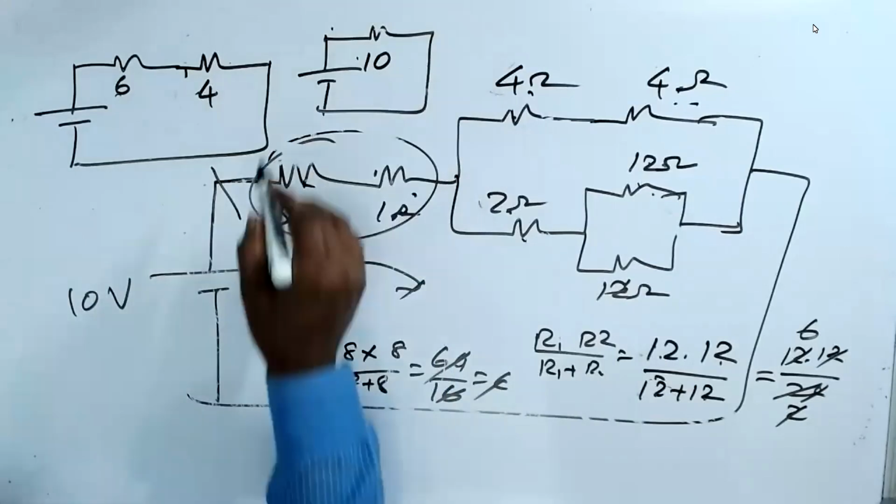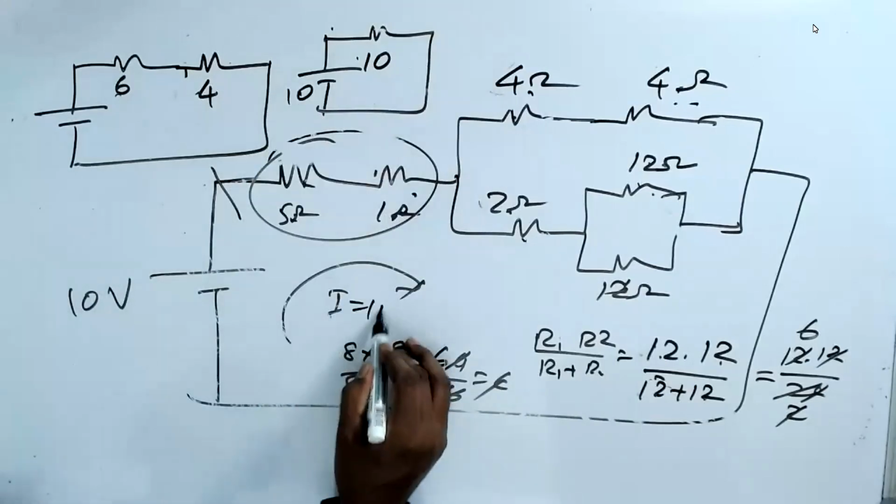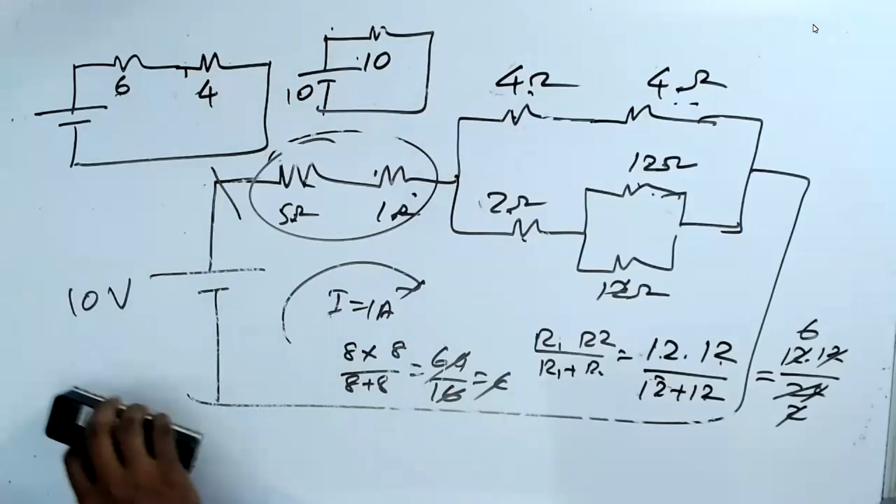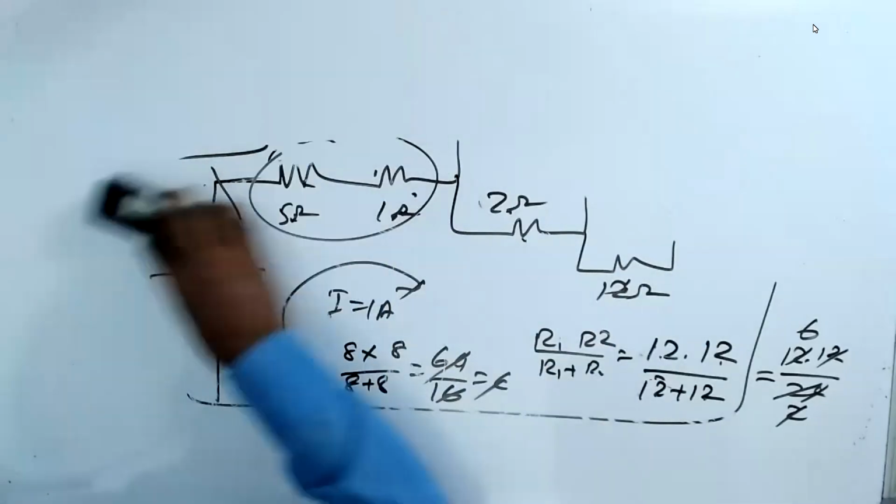That's it. 10 volt. The current is 1 ampere. That's correct. Perfect. Understand now? So this is the way to start solving the problem. Don't get confused when you have connections like this.